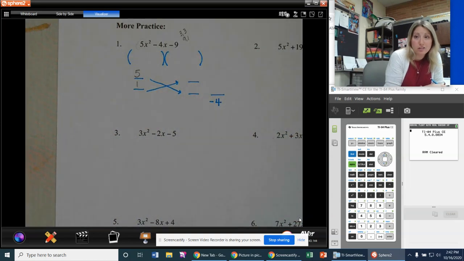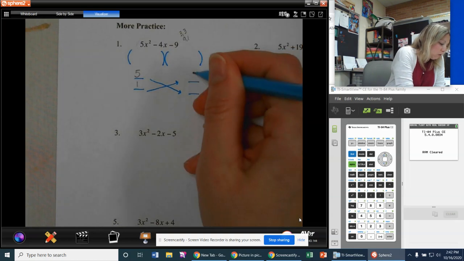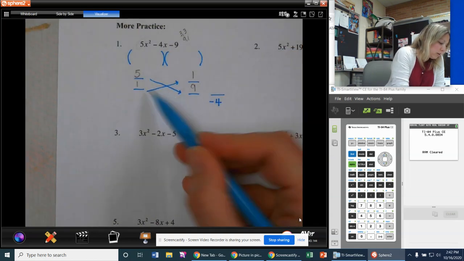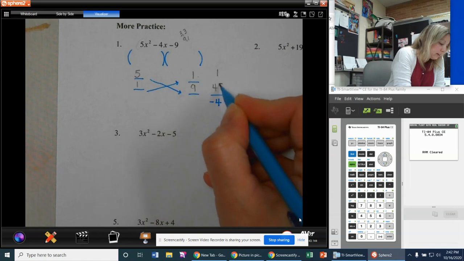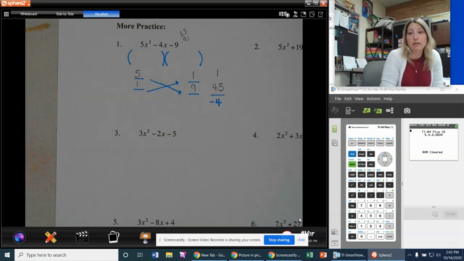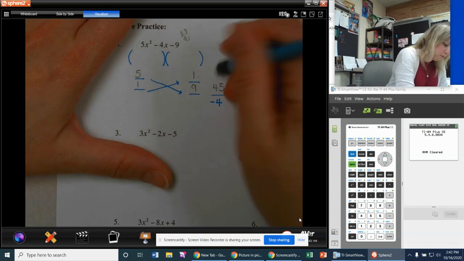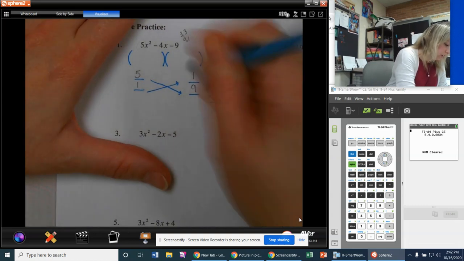I like to get rid of the 9 and the 1 quicker. So let me try this first. 1 times 1 is 1. 5 times 9 is 45. Well, that is not going to subtract to give me a negative 4. Negative 44 maybe, but not negative 4.